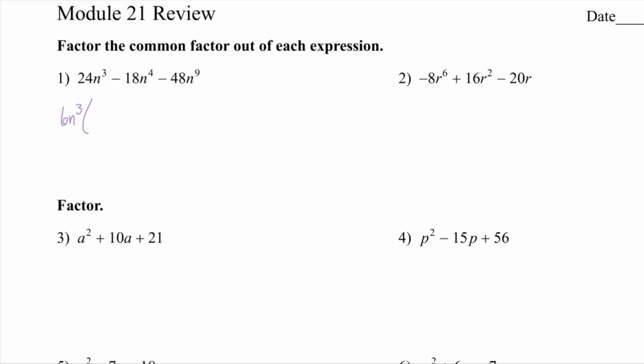Or another way of thinking of it is 6n cubed times what gives me 24n cubed, because we're doing the opposite of distributing here. So that would have to be just a 4, because 6 times 4 is 24, and n cubed times nothing is n cubed. Like, there's not something that would change the n cubed. Alright, so let's come up with the middle term. 6n cubed times what gives me negative 18n to the 4th. Well, I need a negative, I need a times by 3, and I need an n. And then 6n cubed times what gives me negative 48n to the 9th. That would be negative 8n to the 6th. And so this should be my answer.